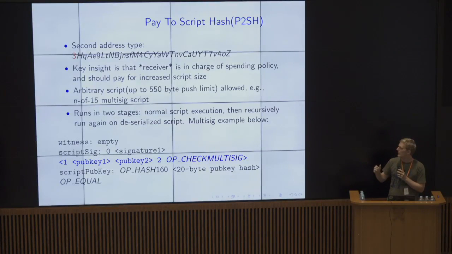It ends, and then it's recursively evaluated. The new script pub key, or the thing being evaluated in the stack, is the script itself, this check multisig instead. Then it continues to evaluate as a multisig instead.